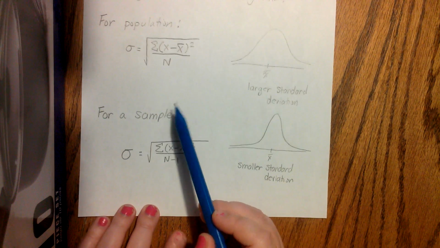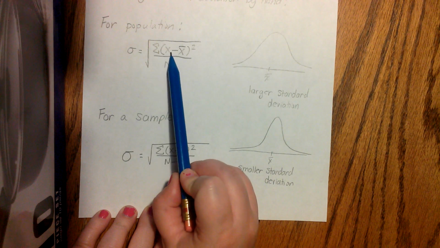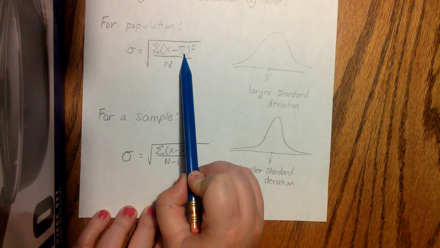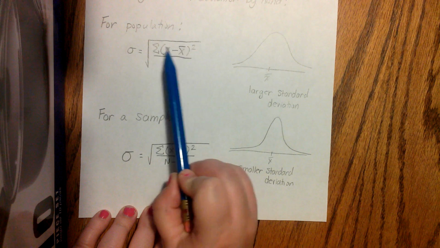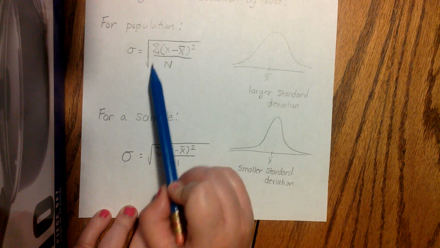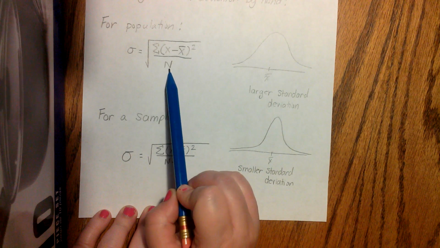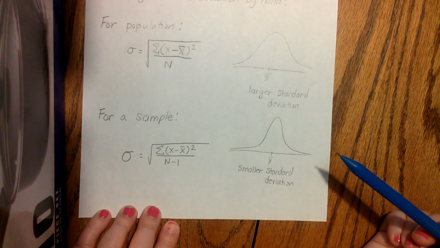Now, what you would do, this symbol is summation notation, and what that means is you take each data value and you subtract it from the mean to find the distance from the mean for each one. Then you square that distance. This summation notation tells me once I do that for each data point, I add up all those values. Then I take the sum of those values, divide by the number of values I have, and then take the square root.